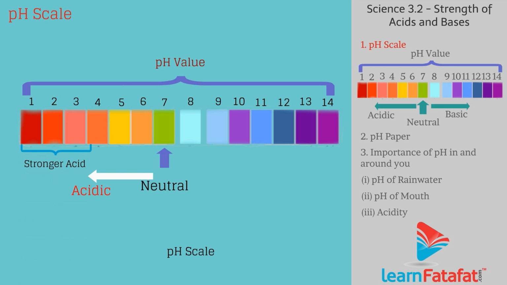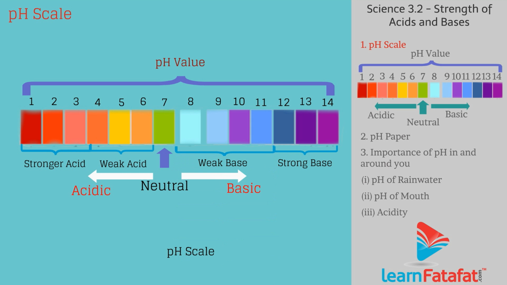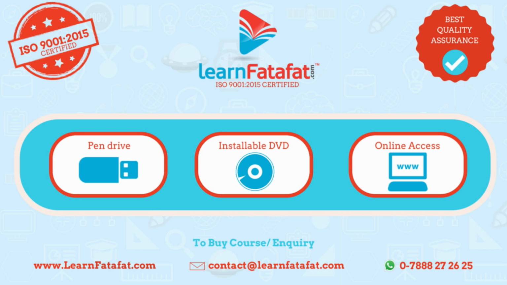For stronger acid, the pH value is lower, and for weaker acid, the pH value is higher but less than 7. If pH value is greater than 7, then the solution is basic in nature. For stronger base, the pH value is higher, and for weaker base, the pH value is lower but more than 7.